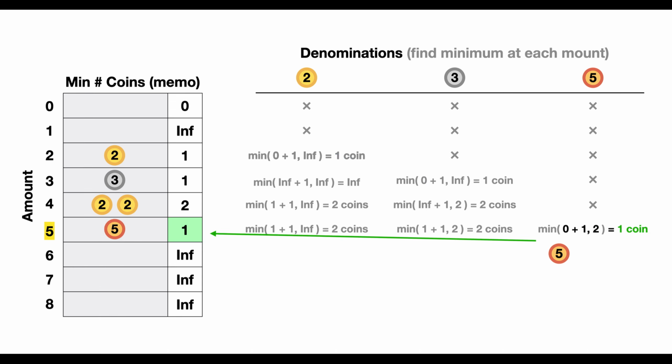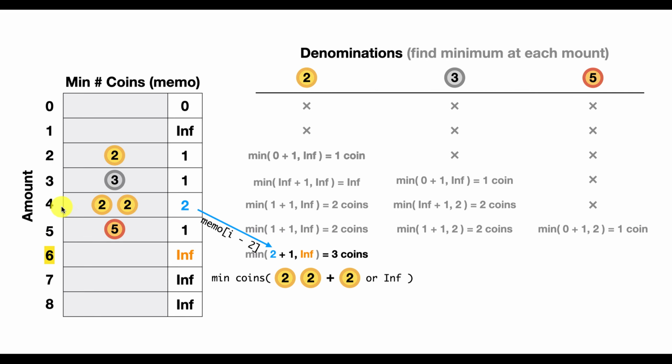So now the solution to this subproblem is 1, because after we tried all the coins at this amount, the 1 5 coin is smaller than the previous combination of coins. Then we get to 6. 6 minus 2 is 4, which is 2 denominations, plus 1 more denomination is 3. The minimum of 3 and infinity is 3. So that's currently the solution to this subproblem.